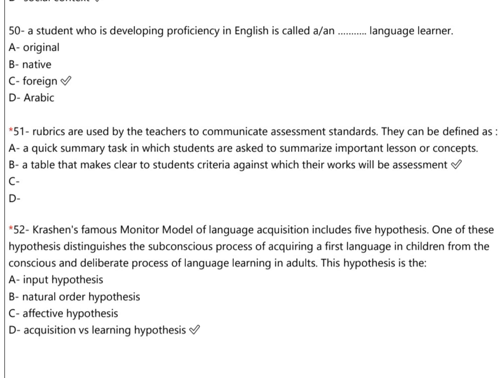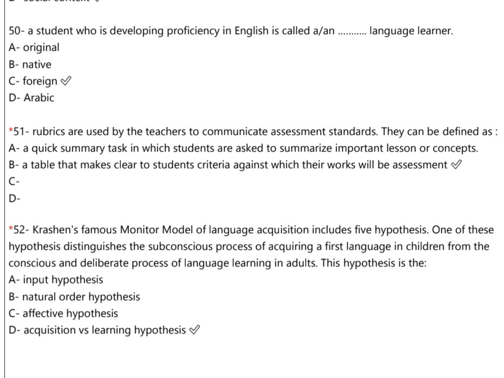50. A student who is developing proficiency in English is called a/an language learner. A. Original. B. Native. C. Foreign. D. Arabic.